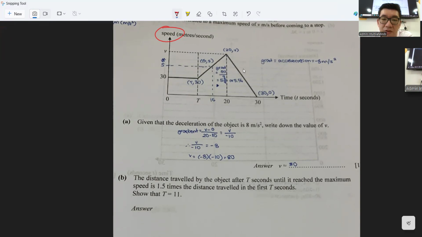So you have here the gradient is minus 8. Deceleration here, the gradient here is minus 8. What you could have done is basically y2 minus y1 over x2 minus x1. And so by right, it should be 0 minus v over 30 minus 20. And that'll give you minus v over 10. Now you will get the same answer, so it's fine.